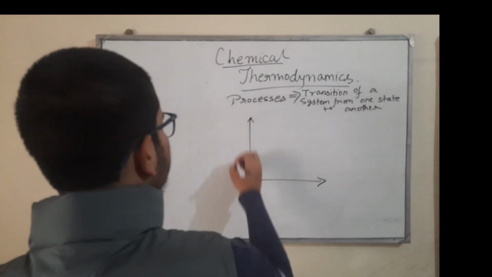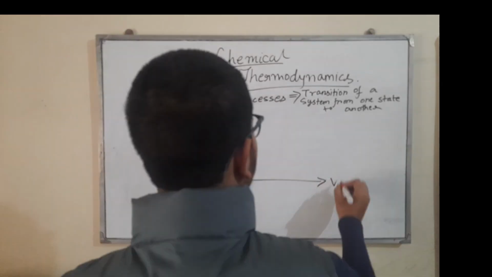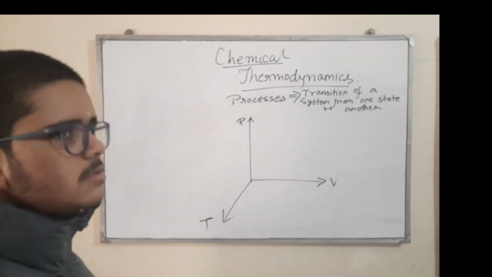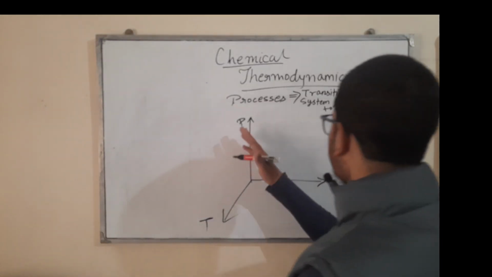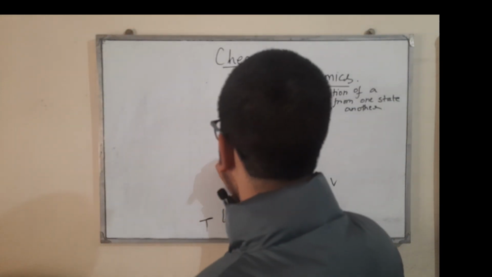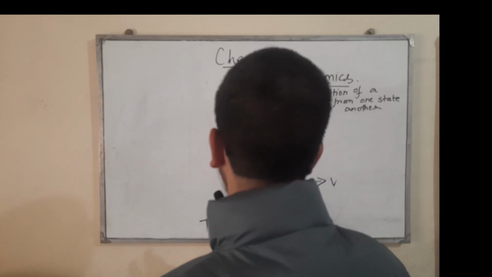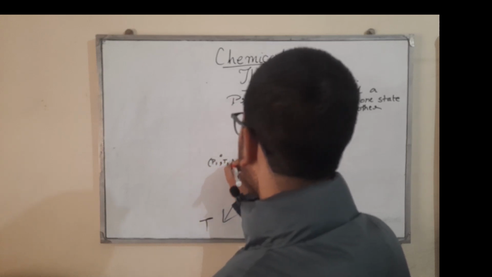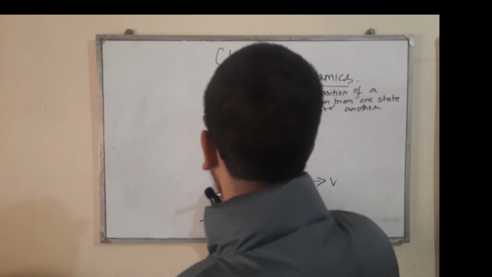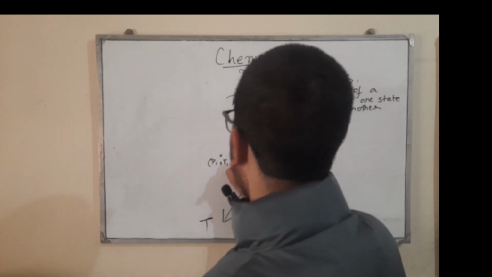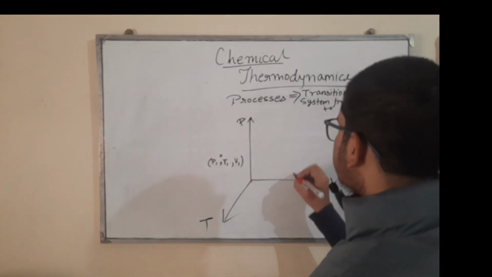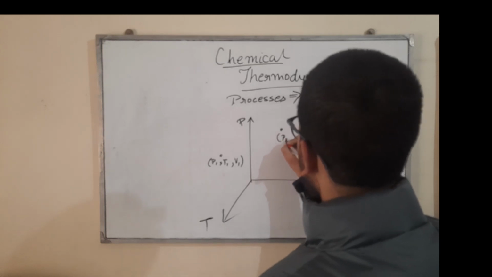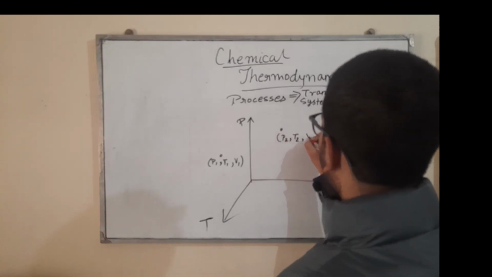Y-axis, x-axis. Along the y-axis, let me take pressure. Along the x-axis, volume. Add another axis, the z-axis. Let me add temperature to it. Okay? Pressure, volume, temperature. Suppose there is this point in this space which has pressure P1, temperature T1, and volume V1. And there is another point in the space where its pressure is P2, temperature T2, and volume V2.